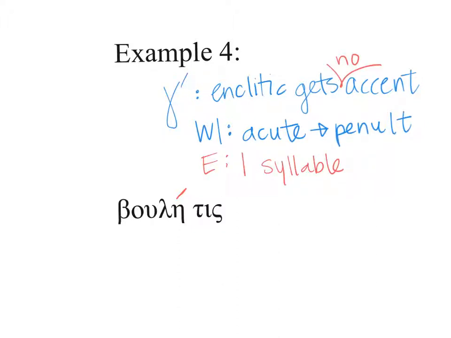Moving on to rule gamma. Rule gamma is about when the enclitic gets no accent under the circumstances when word 1 has an acute on the penult and the enclitic is 1 syllable. Well, our enclitic is 1 syllable, but still word 1 does not have an acute on the penult, so rule gamma is useless too. Let us once again move on.